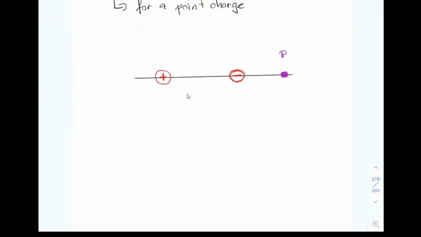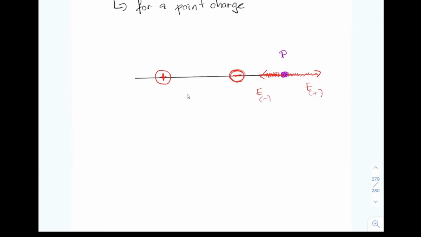Positive charge is the emitter, so the electric field due to the positive charge is going to be pointing to the right at that point. So this is the direction of the electric field due to the positive charge. The negative charge is a receiver, so the electric field due to the negative charge is going to be pointing to the left.